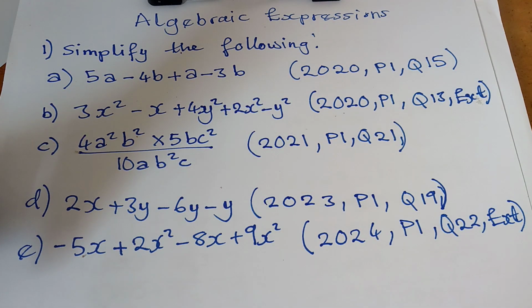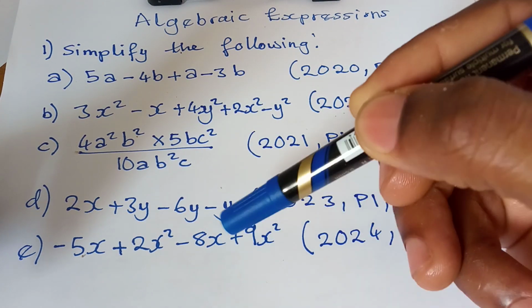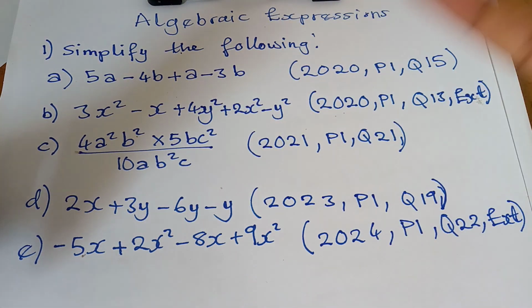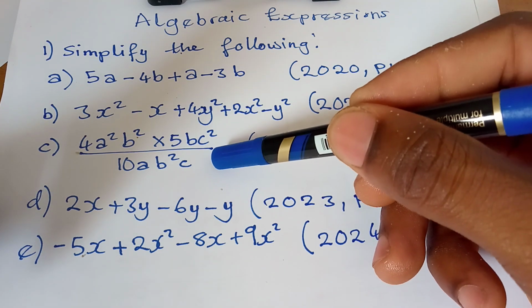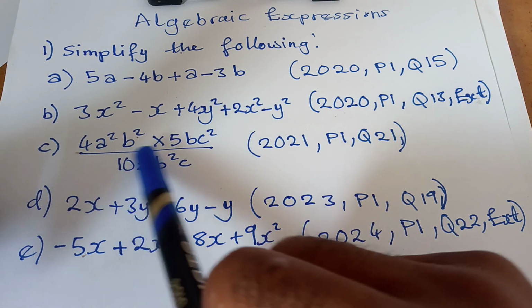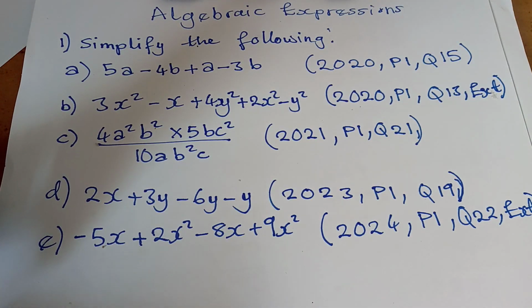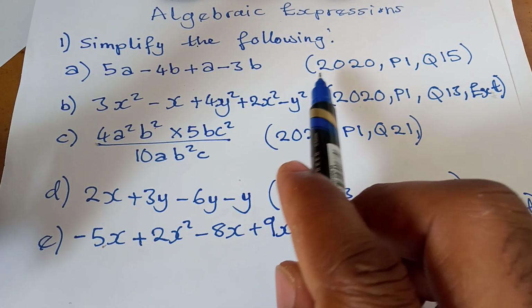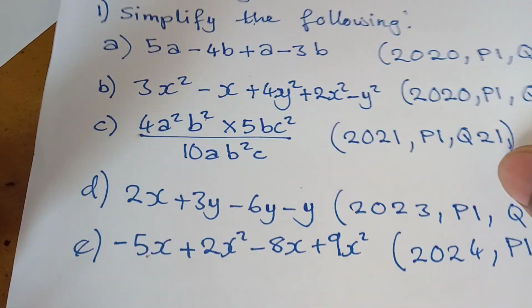This was question 15. So all you need to know to solve these four problems is the like and unlike terms. And then for this one, you just need to know how to expand or to use the rules of indices, which we shall look at in detail later. Okay, so simplify the following. Let's start with the first one.